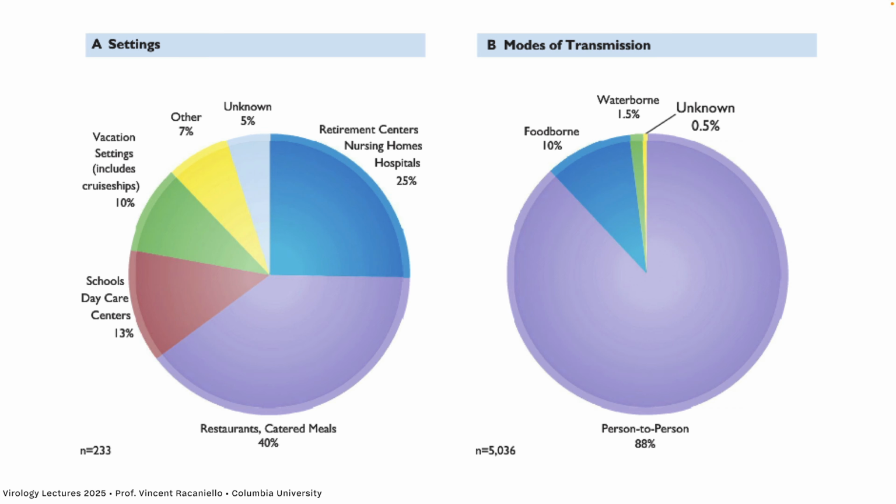So here are some pie charts to show you how it moves. These are settings. So the biggest culprit here is restaurants and catered meals. So the preparation people are contaminating the food. Retirement centers, nursing homes, hospitals, schools, daycare centers. And vacation settings, cruise ships, only 10%. But every time a cruise ship has an outbreak, you certainly hear about it. But it's really only 10%. And the modes of transmission, foodborne 10%, and person-to-person 88%. That's very interesting that mostly it goes person-to-person.